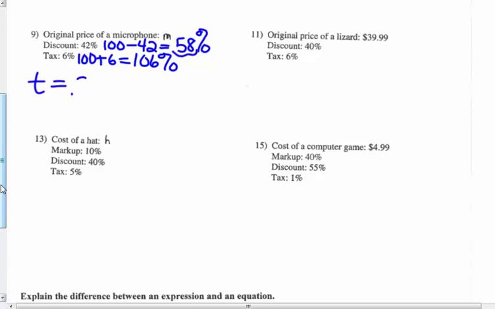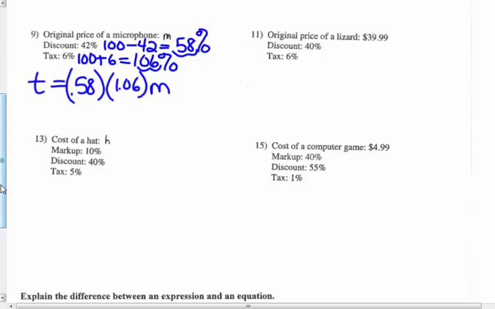58%, change it to the decimal, 58/100ths, times, now you're going to go and get tax on it, which would be 106%, which would be 1 6/100ths, times whatever the microphone costs. So you're going to get a discount, and then you have to pay tax. That's how you find the total. Find the discount, and then tax the item. That's what it's going to cost you. So total equals 58/100ths times 1 6/100ths times the cost of the microphone, M.